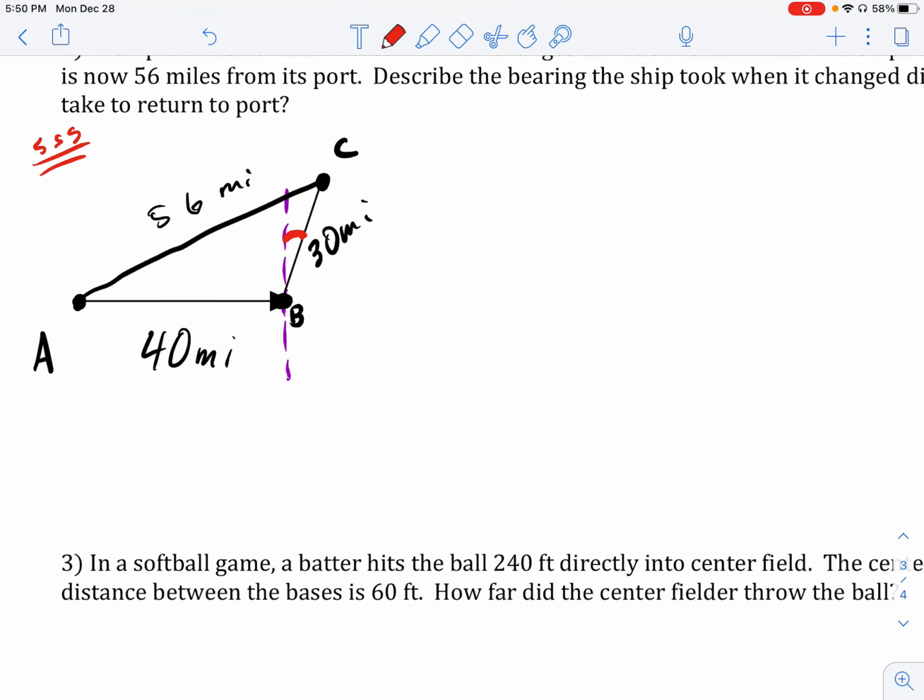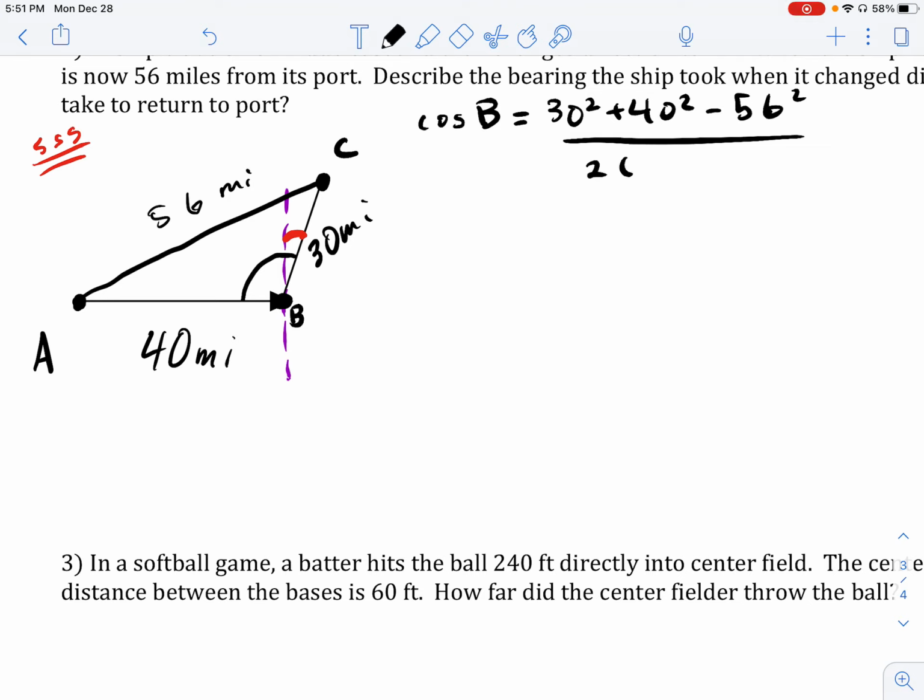Well, we have a choice of which angle we want to find, but since we want to find this red angle here, it would make sense to start by finding angle B. So let's use the law of cosines to find angle B. We would say the cosine of angle B is equal to 30 squared plus 40 squared minus 56 squared, all over 2 times 30 times 40. Doing that, and I'm not going to show you all the calculations here, angle B is going to be the arc cosine, or inverse cosine, of that entire quantity, which comes out to approximately 105.37 degrees.